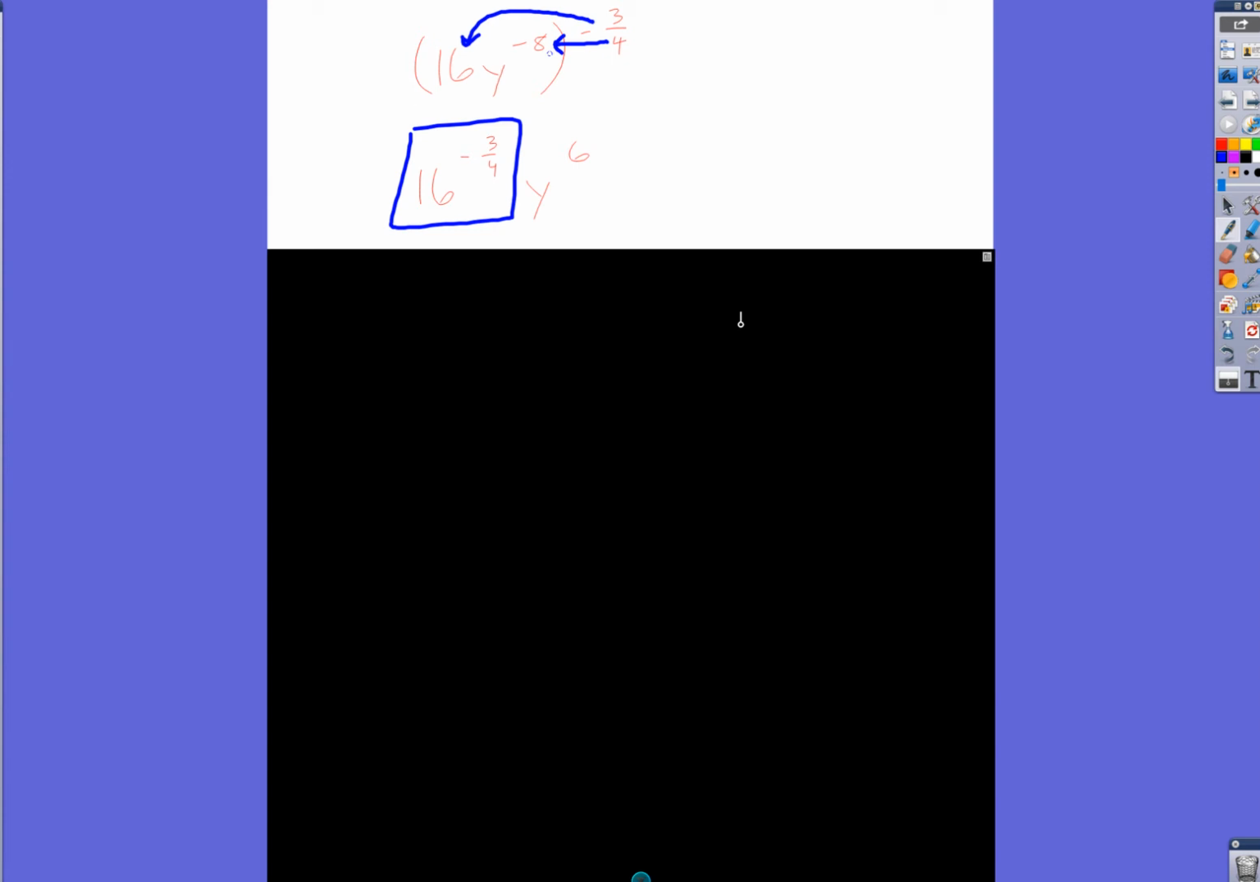By distributing, that allowed me to get rid of the negative. It allowed me to get rid of the fraction, which is why you see a box around the 16 to the negative 3/4, because now that has all my attention. I don't have to worry about the y to the 6. y to the 6 is going to stay as is. Got rid of the parentheses.